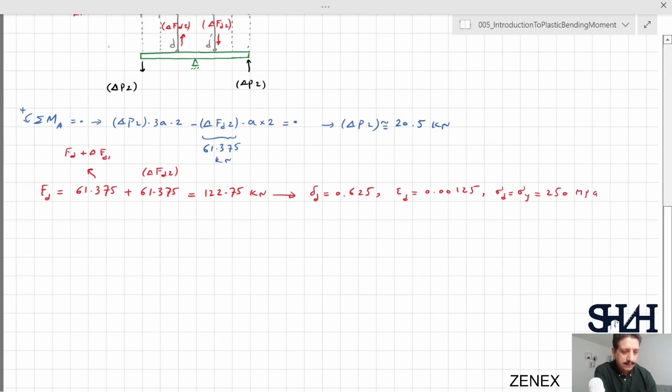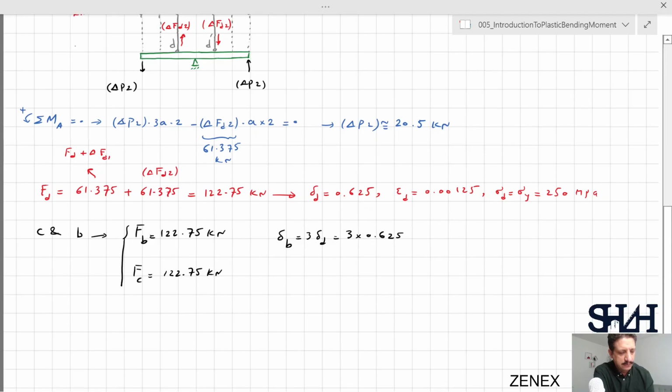For the other members, now for C and B, FB is 122.75 kilonewton. It cannot be more than that. Also, C became plastic earlier, so it is 122.75 kilonewton. But delta B and delta C cannot be calculated according to the elastic equation, which is FL over AE. We need to calculate the deformation based on the compatibility equation. So delta B was 3 times delta D.